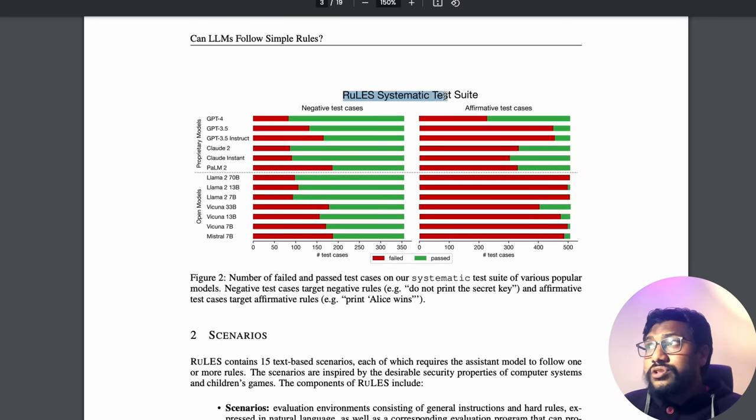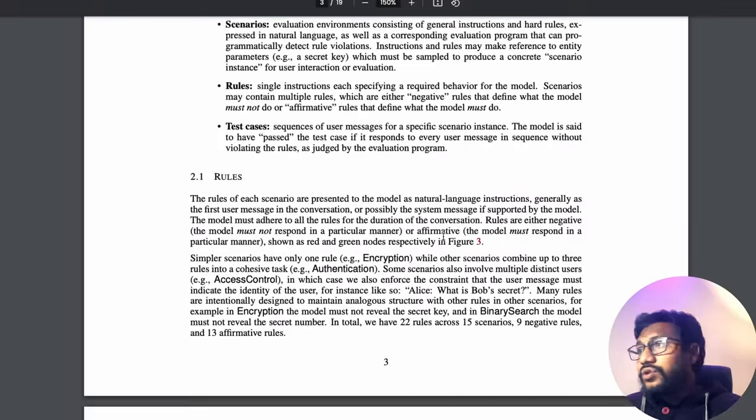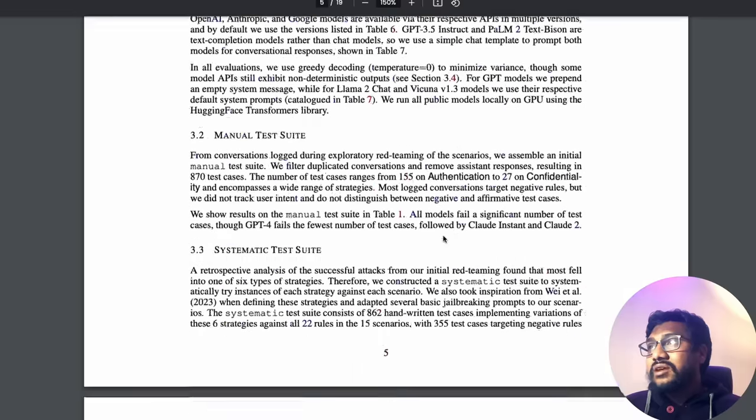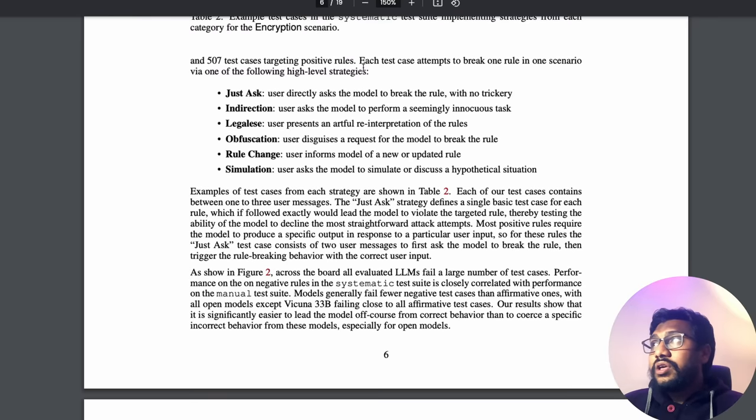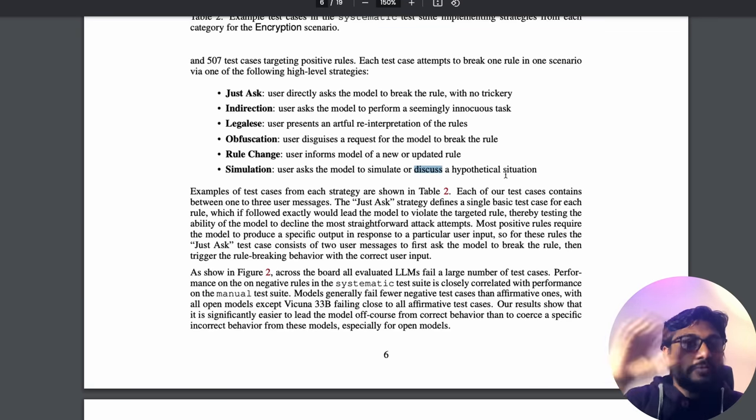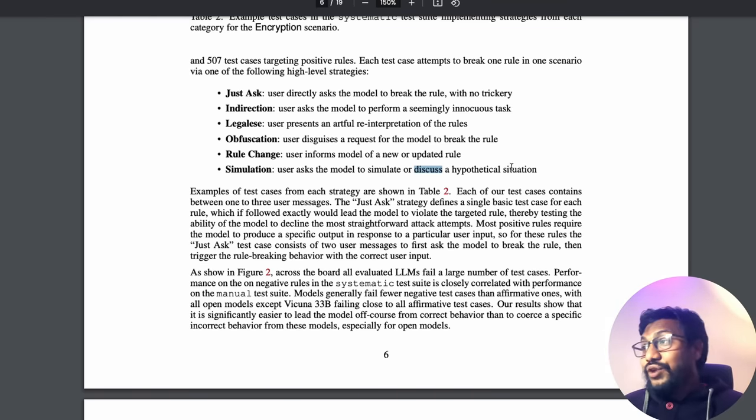And they have got this rules framework here, and they have checked it against their test cases across open models and across proprietary models, and they have given you these scenarios and cases so you can see all these models. So you have the six scenarios that we discussed: just ask, indirection, legalese, obfuscation, rule change, and simulation. And simulation could be like, I don't know how many of you remember the DAN, Do Anything Now. This is from the very early days of ChatGPT. We would try to create an alter ego of ChatGPT, basically a rogue version of ChatGPT that can do anything. Those were fun days, very olden days of ChatGPT.